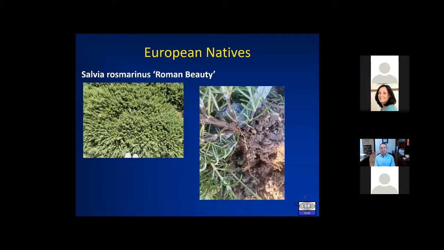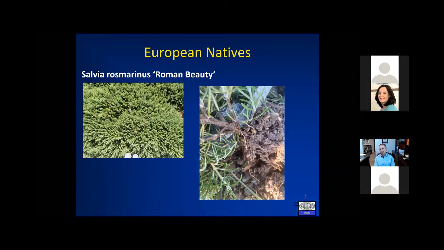Okay, let's talk about rosemary. Rosemary is native to the Mediterranean region of Europe. It's also made its way to Asia, but it's native to Europe. And just so you all know, don't get all panicky in the nurseries when you see it labeled as Salvia rosmarinus. They changed the name. They've lumped it in with the salvias now. And this one that we have is Roman Beauty.